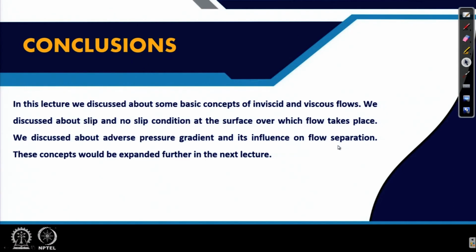We will conclude this lecture by saying that we discussed some basic concepts of inviscid and viscous flows in this lecture. We discussed slip and no slip condition at the surface over which the flow takes place. We discussed adverse pressure gradient and its influence on flow separation in viscous flows, and we are going to expand these concepts further in the next lecture. Especially, we will start off by applying the substantial derivative on the different conservation equations. Thank you.